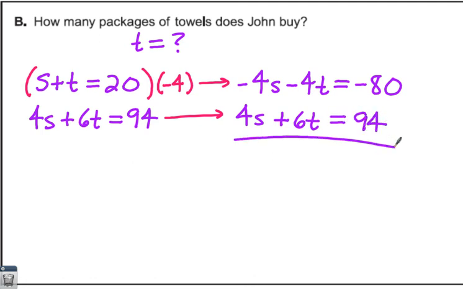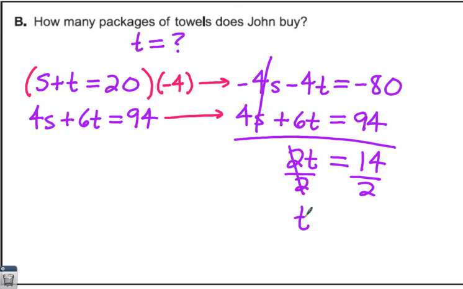the same. And so now that there's opposites, they're going to cancel out. Now I can add the equations together. And negative 4t plus 6t will be 2t. Negative 80 plus 94 will be 14. And now we can just very easily solve for t and get 7. So the final answer is 7 packages of towels. Moving on to part C.